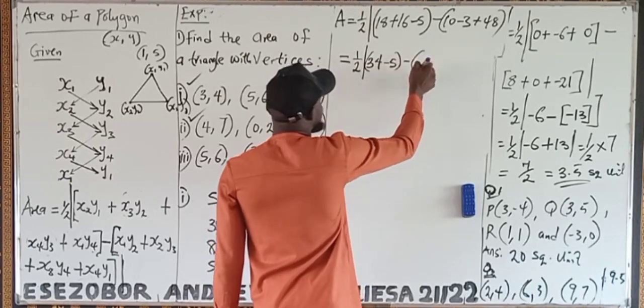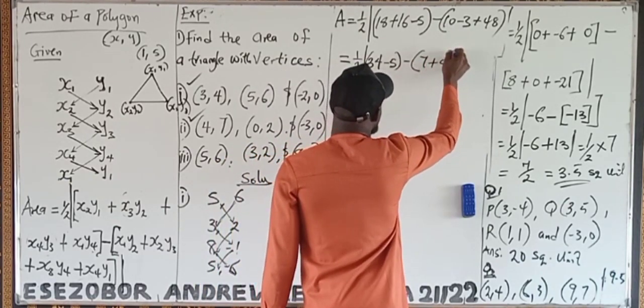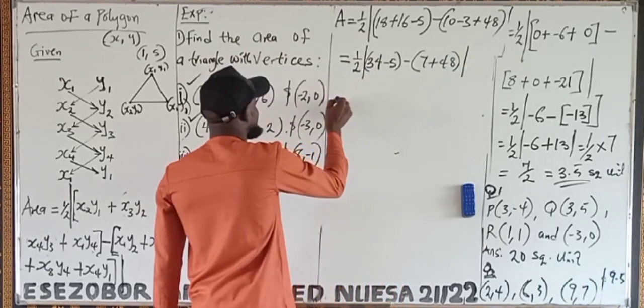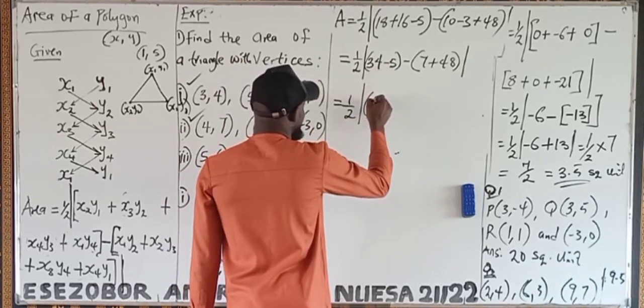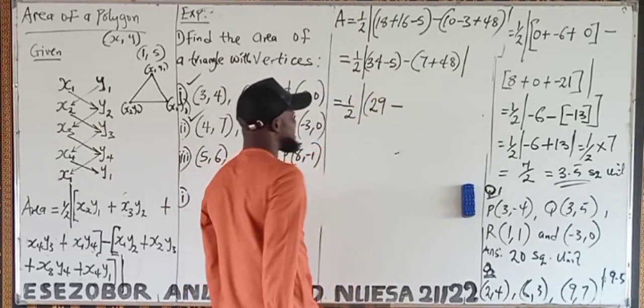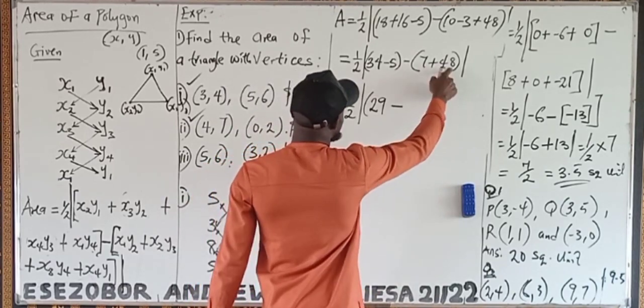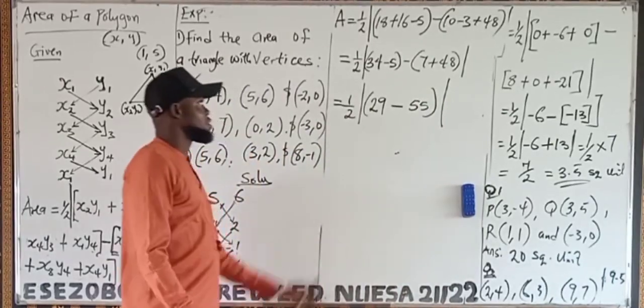Then minus 10 minus 2, that is 7 plus 48. Then this will give us half the magnitude of 34 minus 5, that is 29. Minus 4 plus 7 plus 48. 7 plus 48 is 55. So this is what I have now.